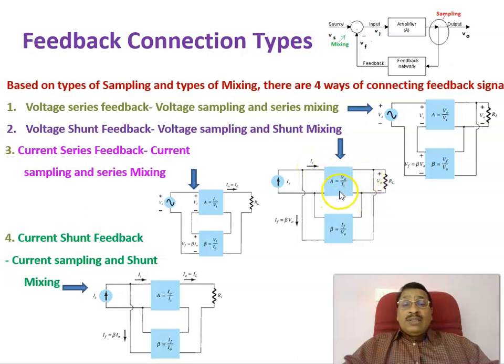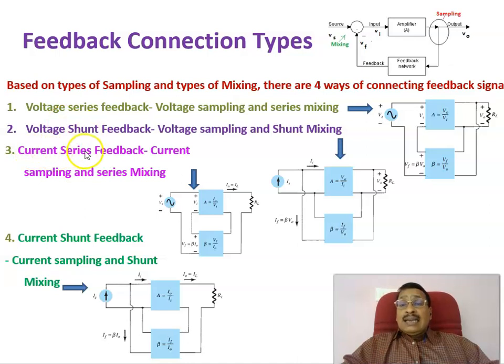Therefore, the gain of this amplifier is the voltage divided by the current. It is the ratio, actually the resistance, which we call RM. It is the output voltage divided by the input current. That is the gain of this amplifier, RM. Here we are sensing the voltage to the feedback circuit, and the output of the feedback circuit is the current. We are mixing in shunt and sampling is the voltage. That is the second type.